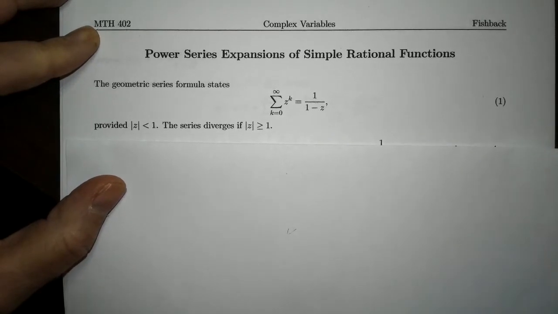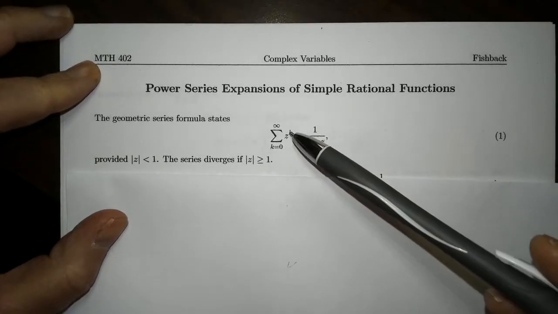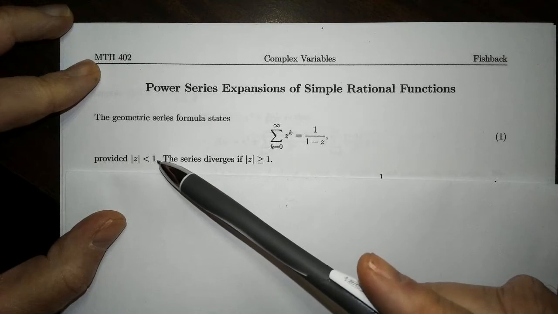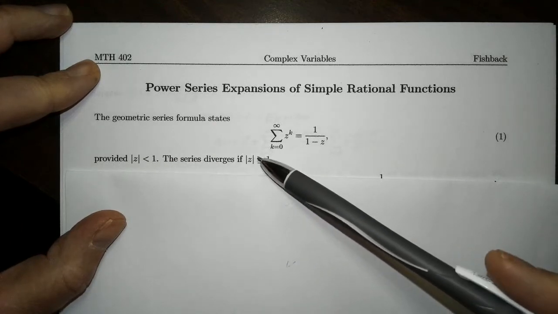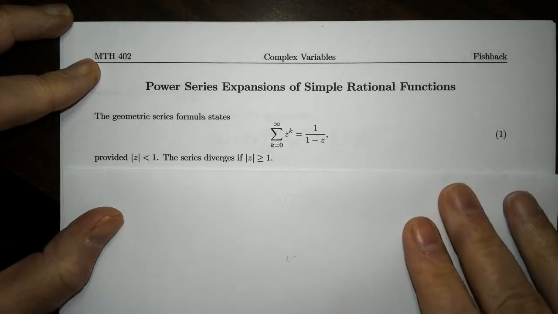The geometric series formula states that if we sum from k equals 0 to infinity, z to the k, it equals 1 over 1 minus z, provided the modulus of z is less than 1. The series diverges if the modulus of z is greater than or equal to 1.